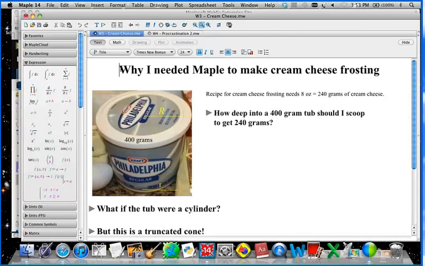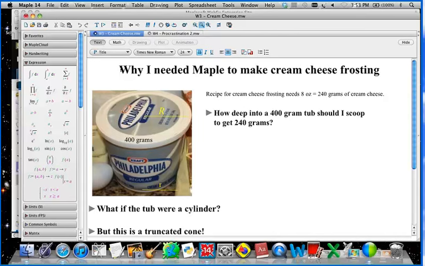Let's go to the main event for this little webinar, why I needed Maple to make cream cheese frosting. As a math teacher, I am constantly on the lookout for math questions that are really relevant to everyday life. Not ones you find in a textbook, because those are dull and poorly motivated and have little to do with anything the students would ever encounter in real life.